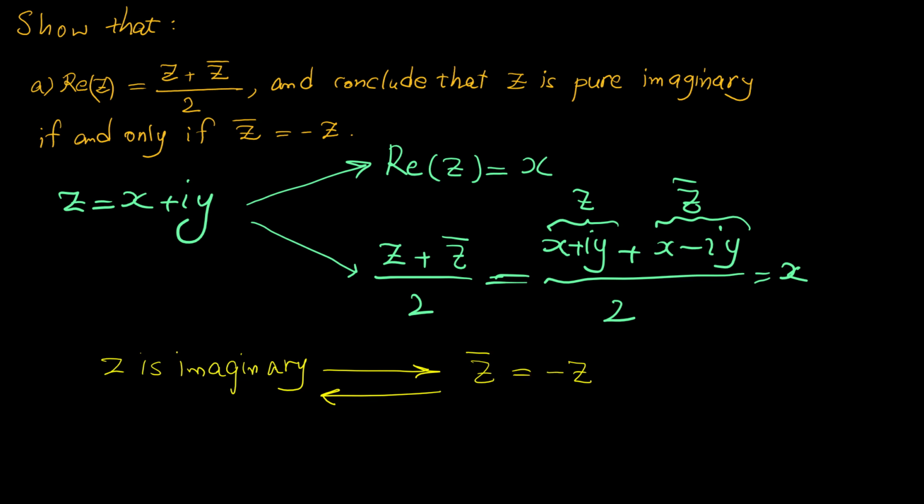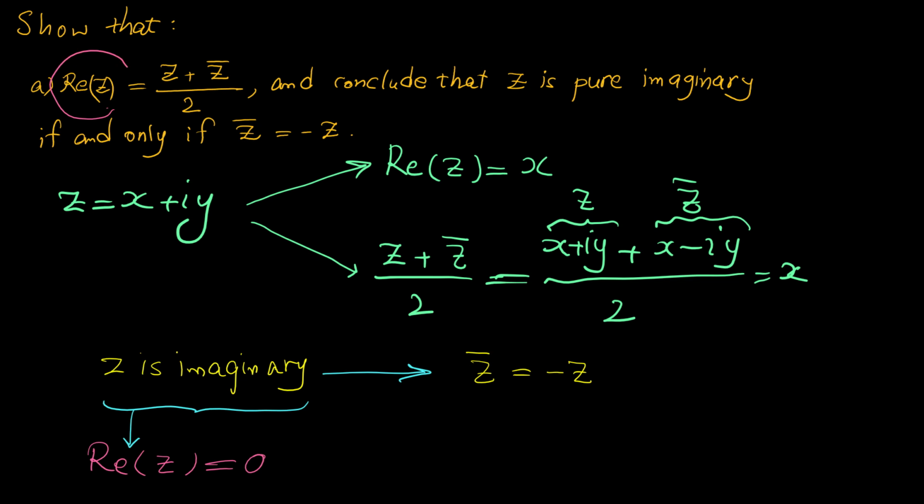First, we want to prove this side of the statement. We want to prove that if z is pure imaginary, then the conjugate of z is equal to -z. If z is pure imaginary, it means that the real part of z is 0. It doesn't have any real part. So from this step, z is a pure imaginary number, immediately we conclude the real part of z is 0.